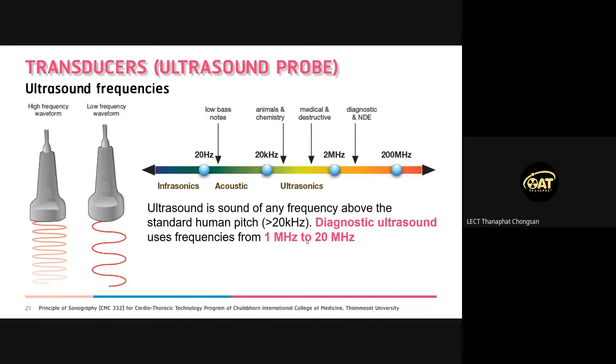Okay, after we have learned about the construction of the transducer in this slide, we will talk about ultrasound frequencies. Frequency is the number of wave cycles per time. If that time is in seconds, the frequency unit is hertz. In medical diagnostic ultrasound, we use frequencies from 1 to 20 megahertz.